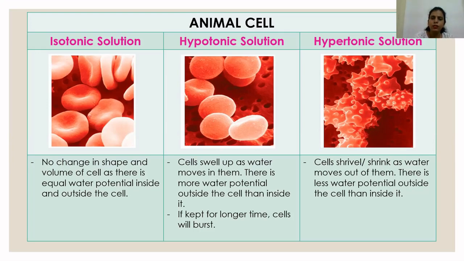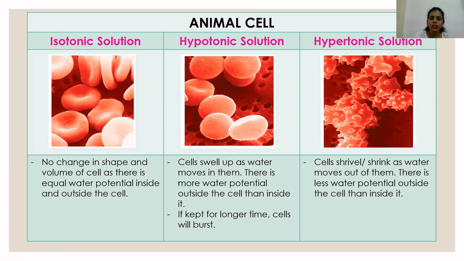Remember this term because sometimes in your IGCSE paper, in MCQs especially, they use the term lyse, L-Y-S-E. The meaning of lyse is like the death of the cell, and the cell will die completely when it loses its entire amount of water. So when you place a cell in isotonic solution, there is no change in shape and volume of the cell. When you place a cell in hypotonic solution, the cells will swell up. They'll bulge up due to movement of water inside the cell.